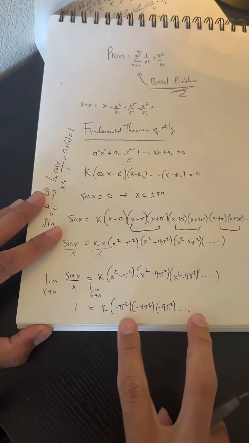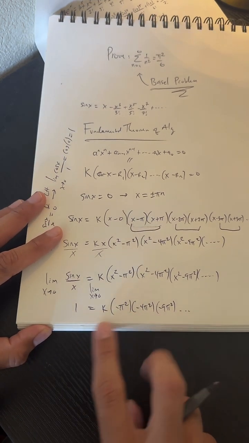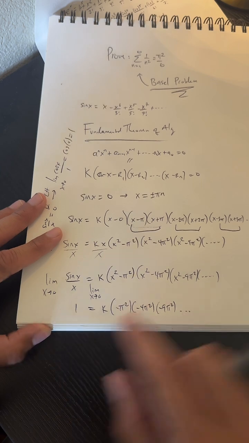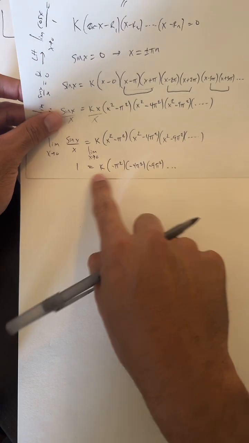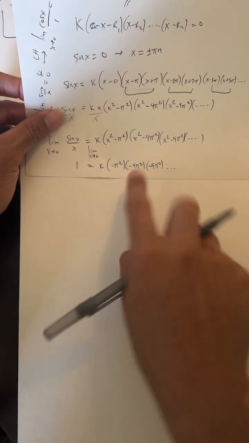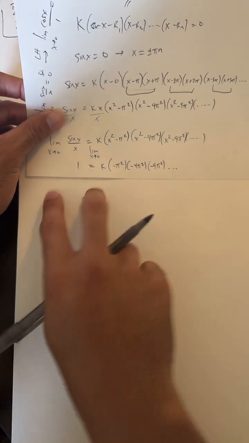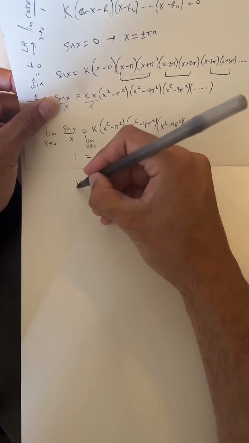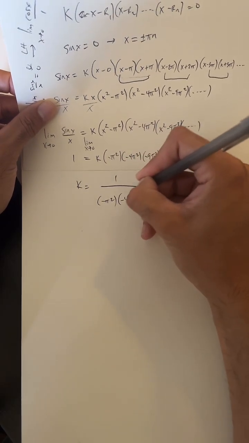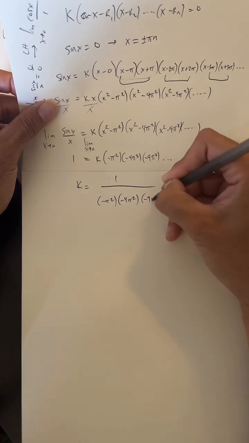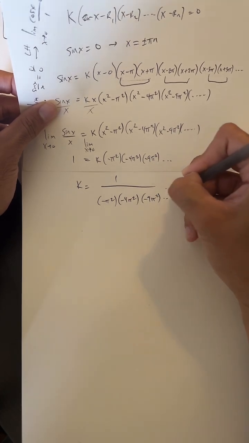Nice. So now what we can go ahead and do is we're going to move all these values to the other side. That's going to give us our value of k. So let me just kind of start off here. So remember, I have this is equal to k times all this stuff. So let's go ahead and divide all these products to the other side, giving us that k is equal to 1 over negative pi squared times negative 4 pi squared times negative 9 pi squared, and so on the bottom.